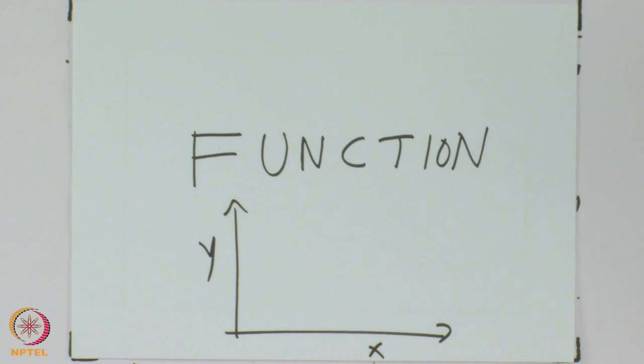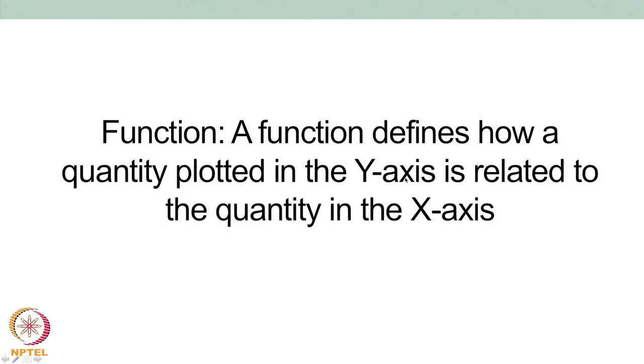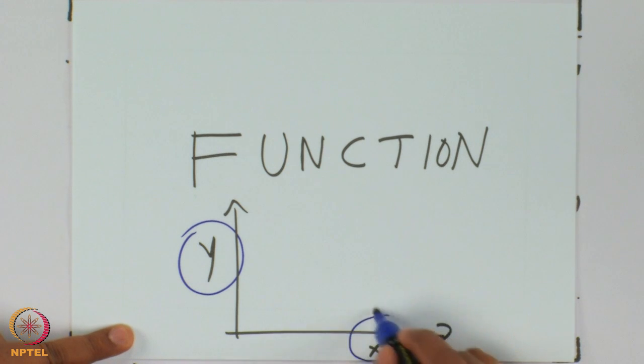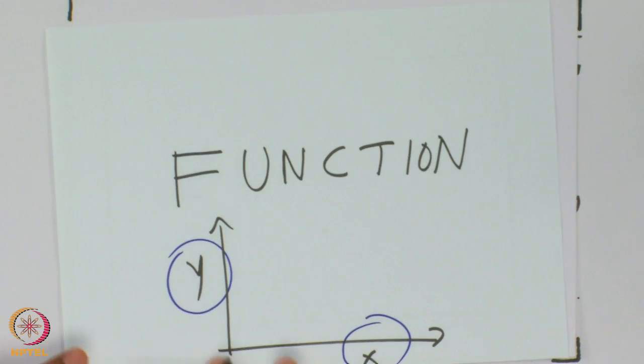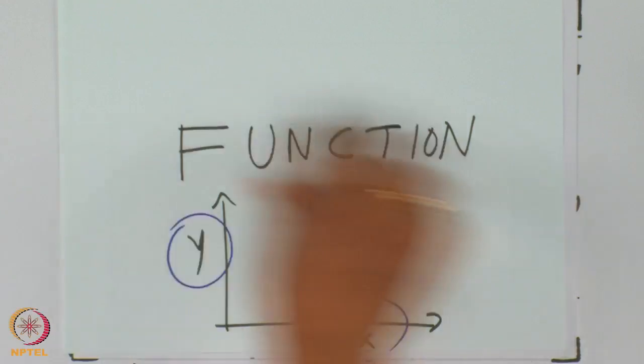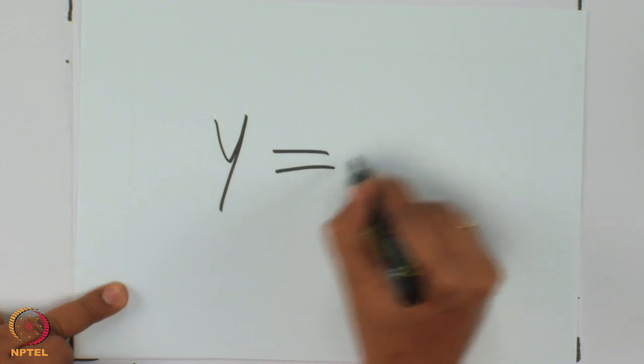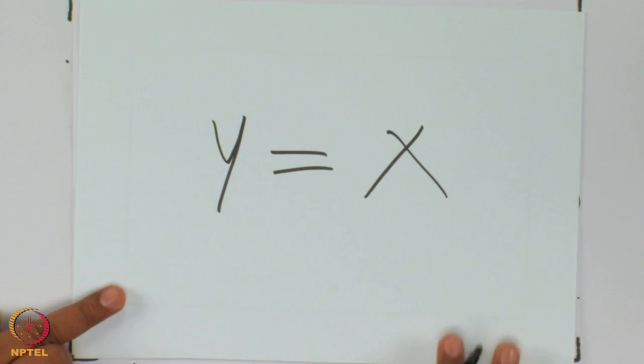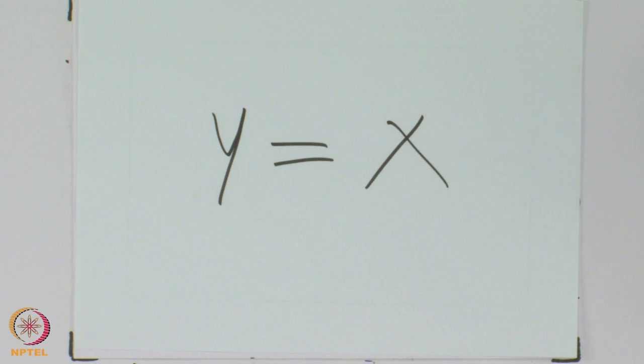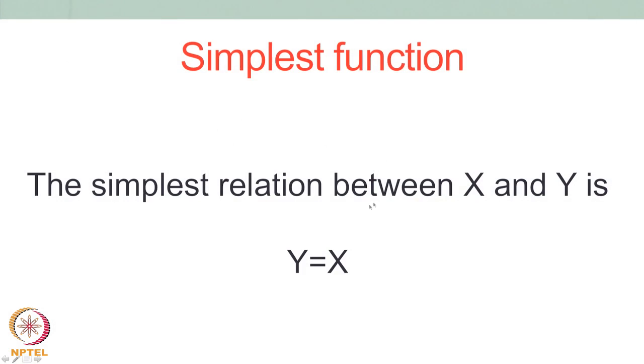But the function is nothing but a relationship between x and y, and what is the simplest function that you can imagine? Think about it. So you have the y variable, and you have this x variable. What is the simplest relation that one can imagine between x and y? So I am going to write down the simplest relation I can imagine, it is nothing but y equal to x. This is the simplest one can think of, right? So the simplest relation is y is equal to x.